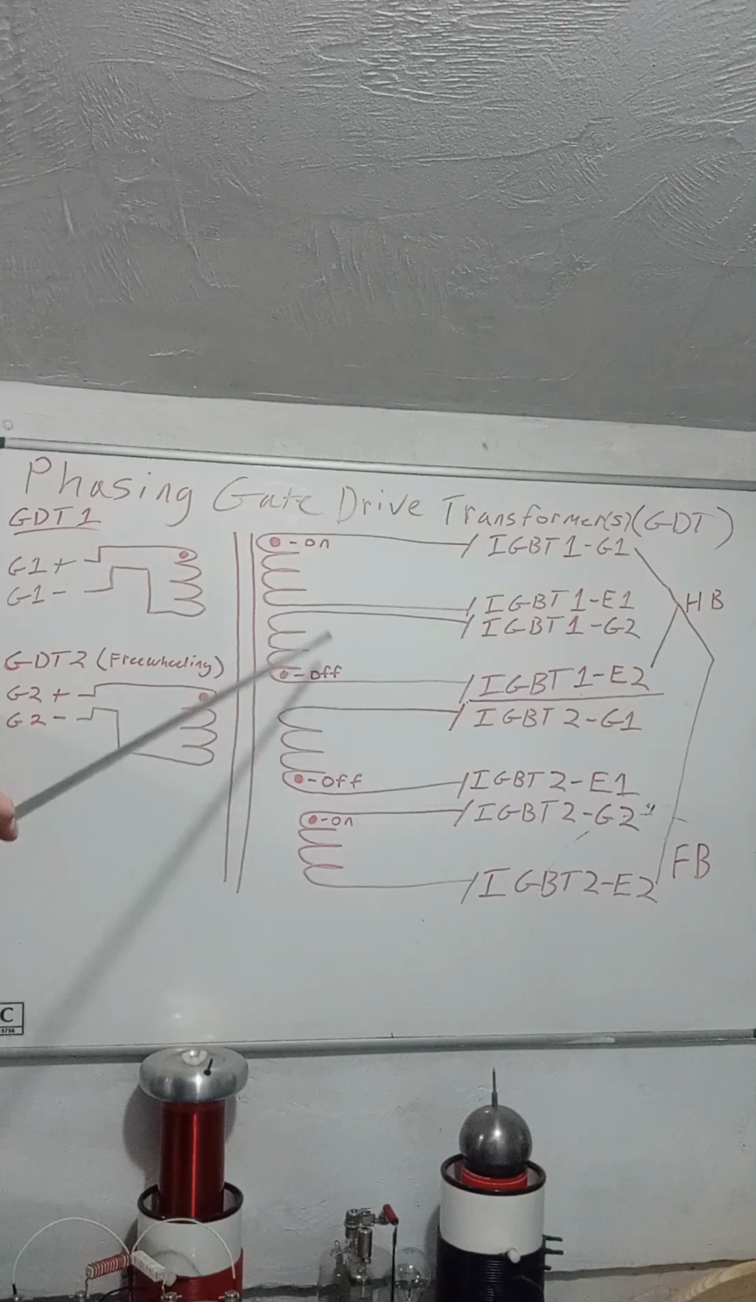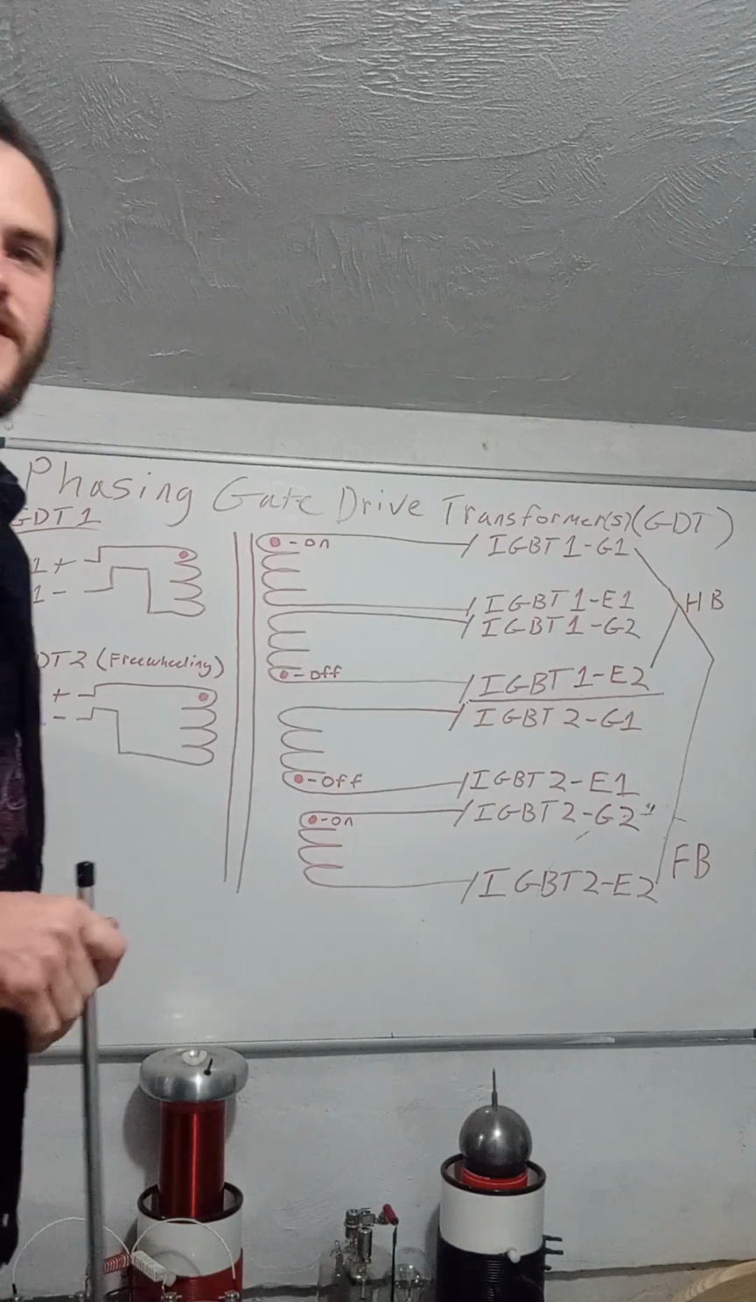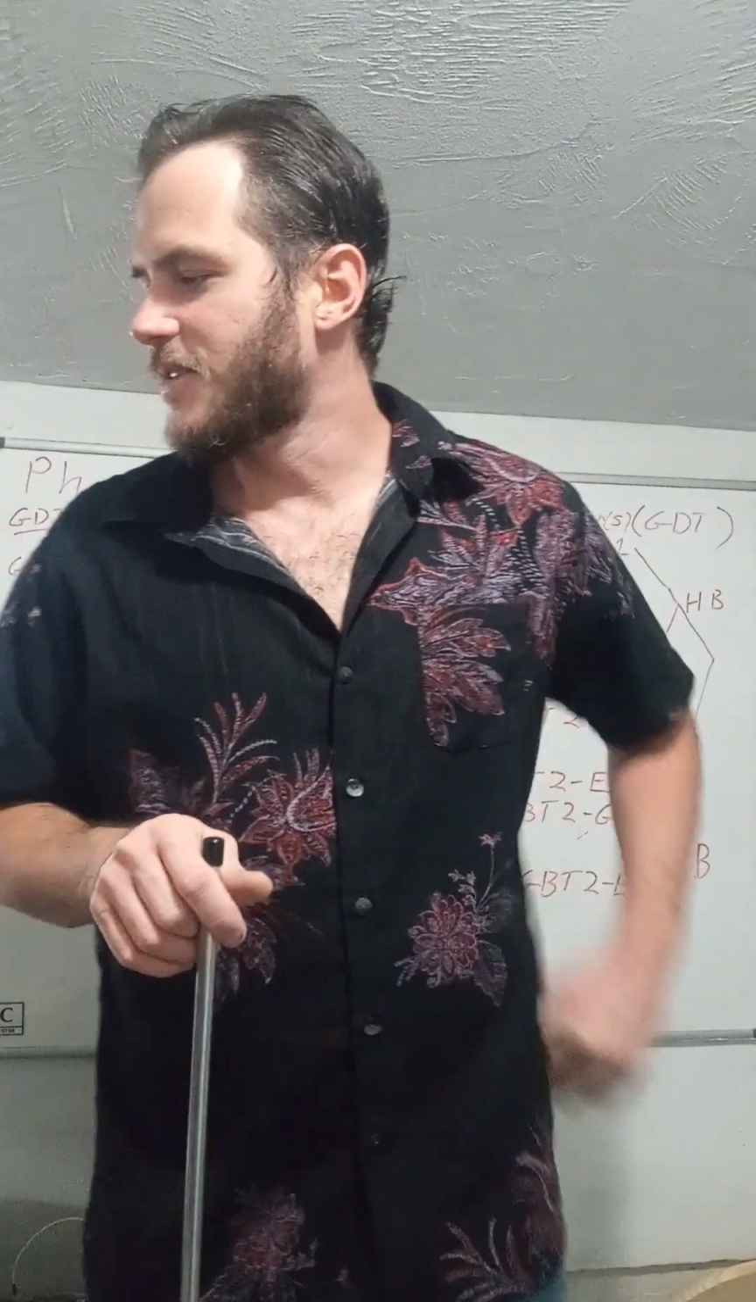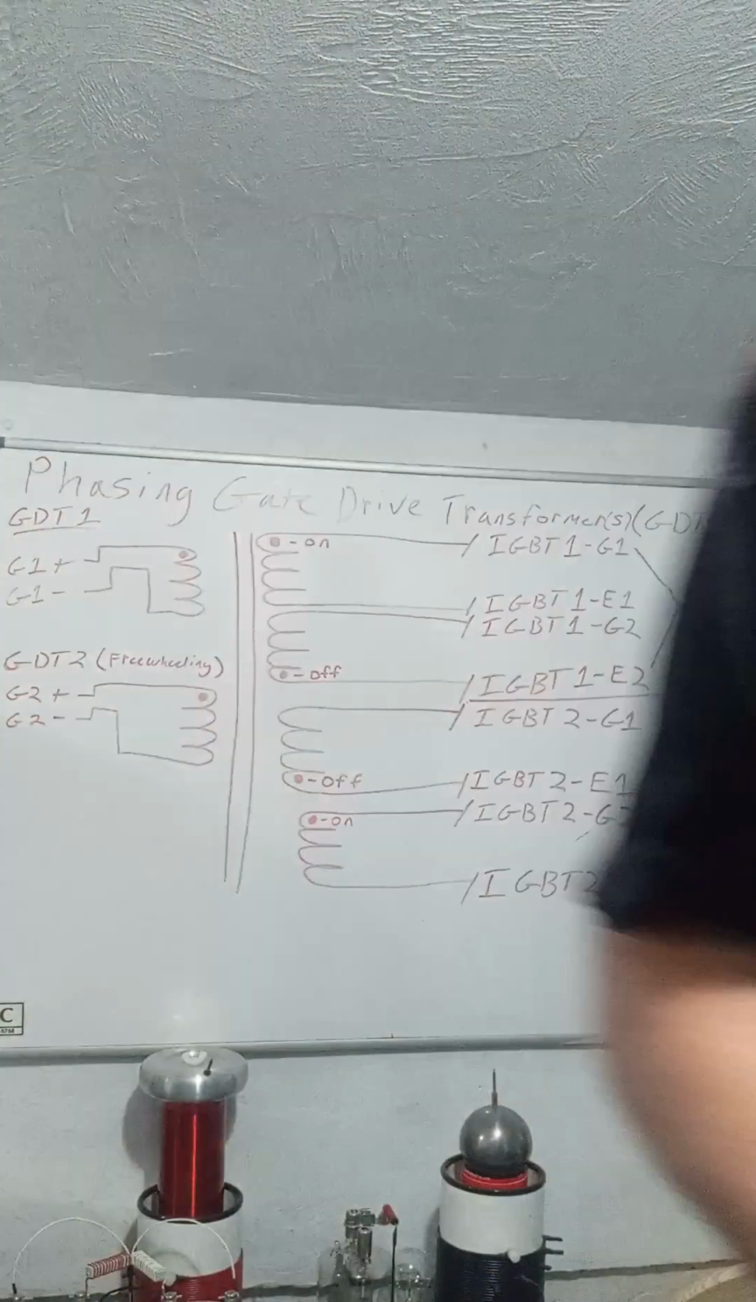So we're going to go over to the QCW full bridge system, and I'm going to give you guys an overview on how to phase the gates with an oscilloscope. So let's go over there real quick.